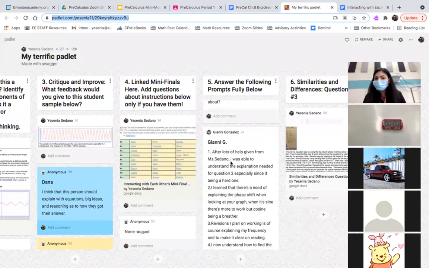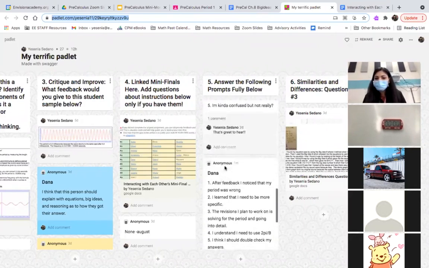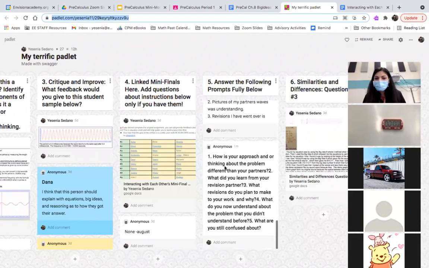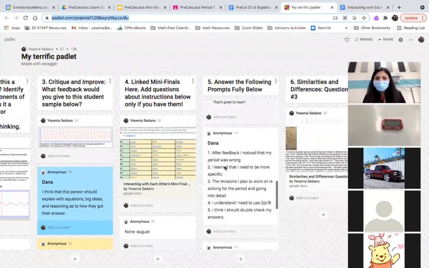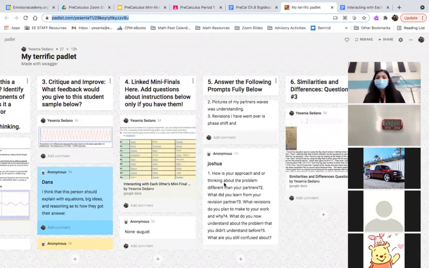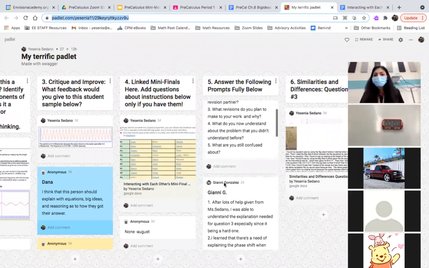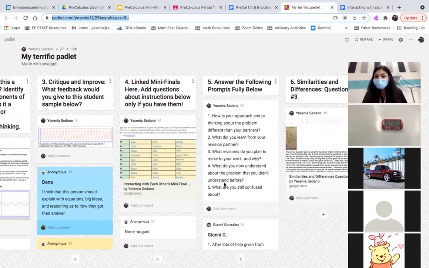So I see right here an exemplar. Gianni went ahead and answered this. We have Maria. Oh, okay, y'all. Okay, look at this. We got Niara, we got Dana. Make sure you add your name. There we go. We got Joshua. So I'm going to give the rest of us 6 minutes to go ahead and take the time to complete column number 5.